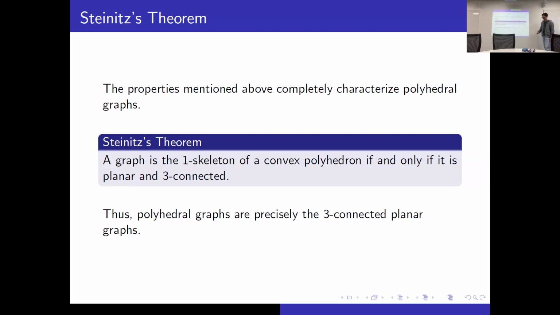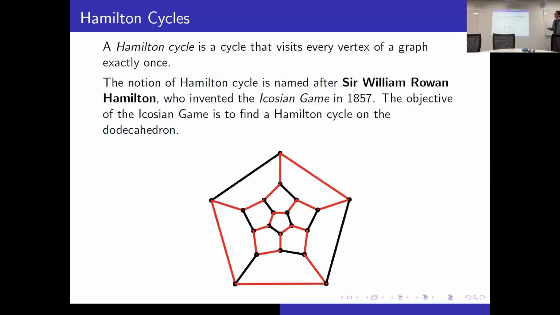Okay, so that is one of the objects mentioned in the title. And another object is cycles. So we are going to see about cycles in polyhedral graphs. One of the classical cycles is called the Hamilton cycle. A Hamilton cycle of a graph is a cycle that visits every vertex of the graph exactly once.